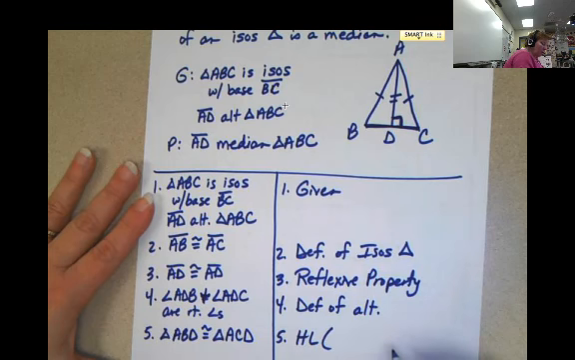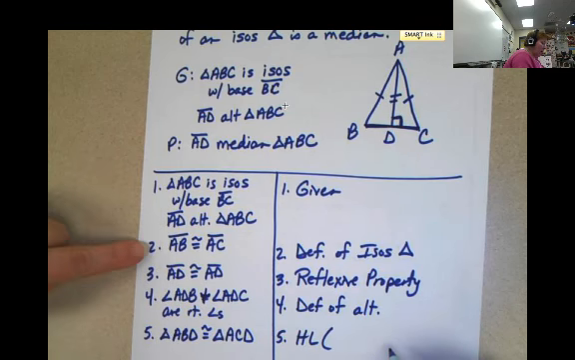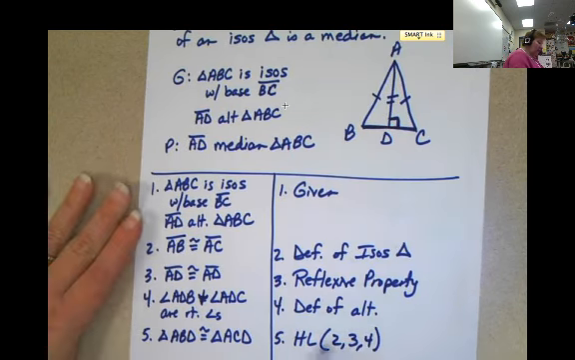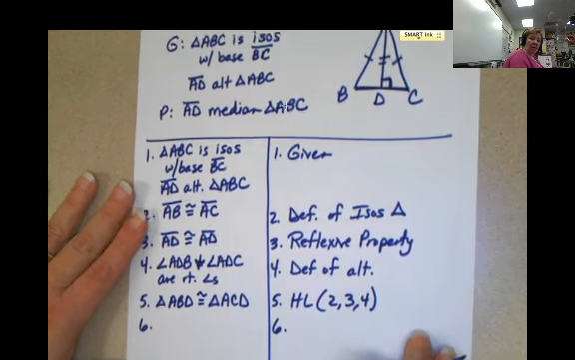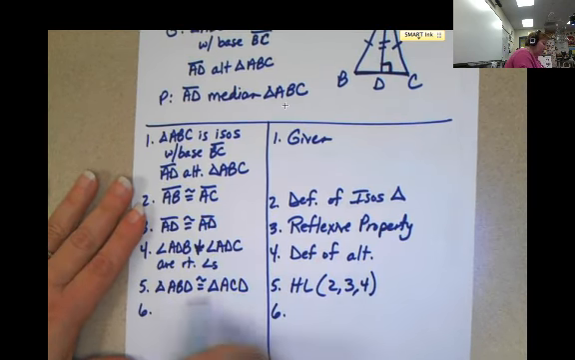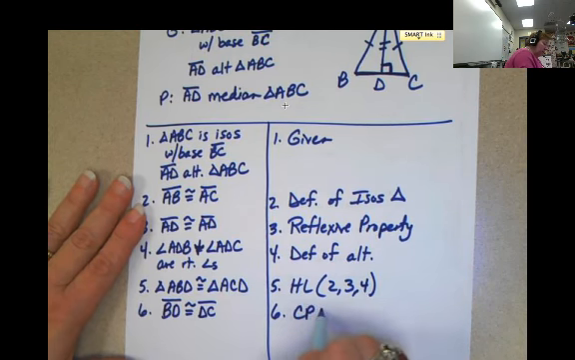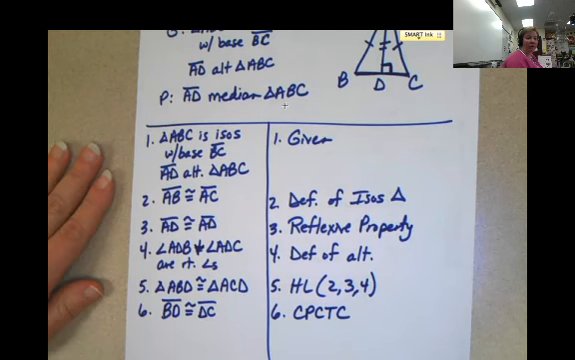I still need to put 3 numbers in parentheses. So I have hypotenuses, I have legs, and I have right angles. And those can be in any order, but you need to have them listed. Now, as we discussed, we're going to go ahead and use CPCTC to get what we need. BD is congruent to DC by CPCTC. Terrific. That's normally where we stop.